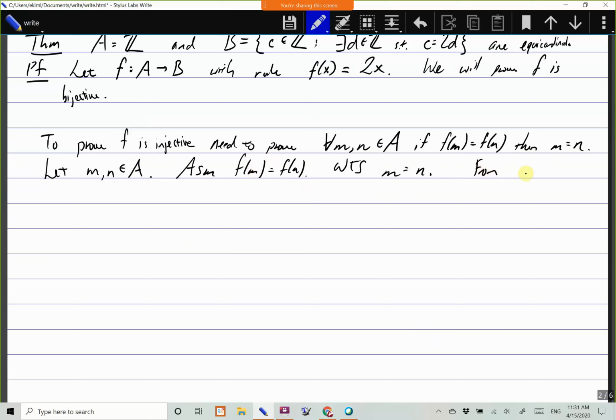Maybe I'll just include this for clarity's sake right now. From f of m equals f of n, we get, let's replace the left side. F of m, based on the rule up here, is 2m. The right side, which says f of n, we can replace with 2n. So dividing both sides by 2, we get m is equal to n. That was just what we wanted to show. That's a proof of injective.